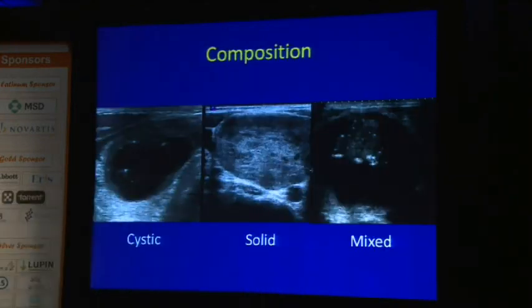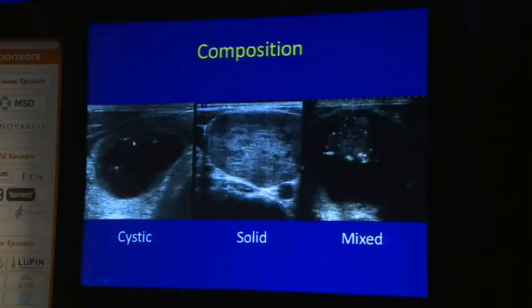So the composition of the thyroid nodule is classified as either completely cystic, solid, or mixed. By cystic and solid, we mean that 75% of the lesion is either cystic or solid. If it is 50-50, it becomes a mixed lesion. So in this example, the first one is a completely cystic lesion with comet tail artifacts. This is a solid isoechoic lesion. This is a mixed lesion with irregular papillary solid component and microcalcification.